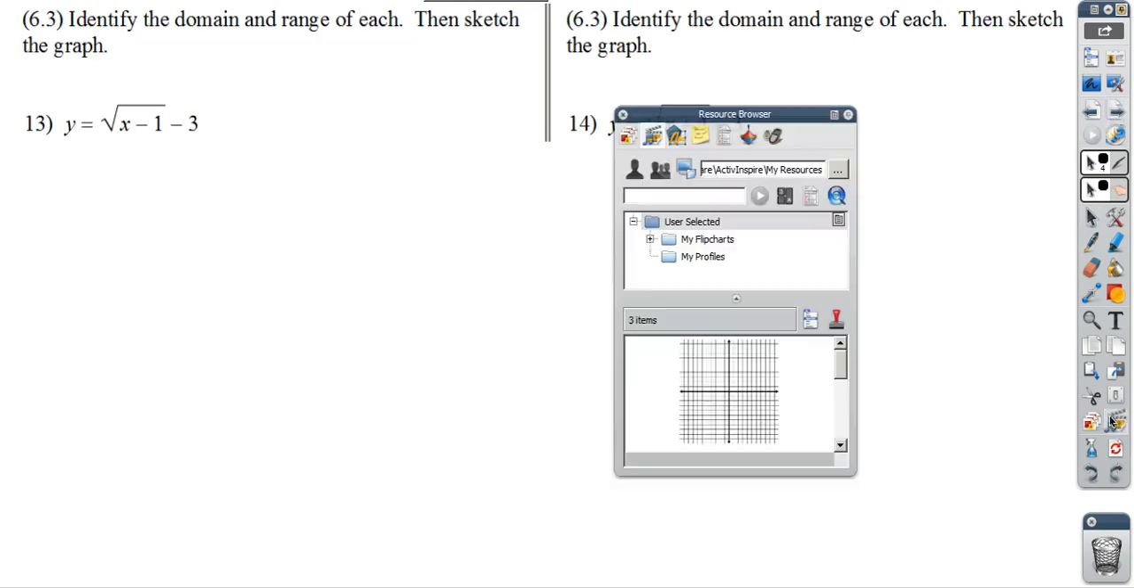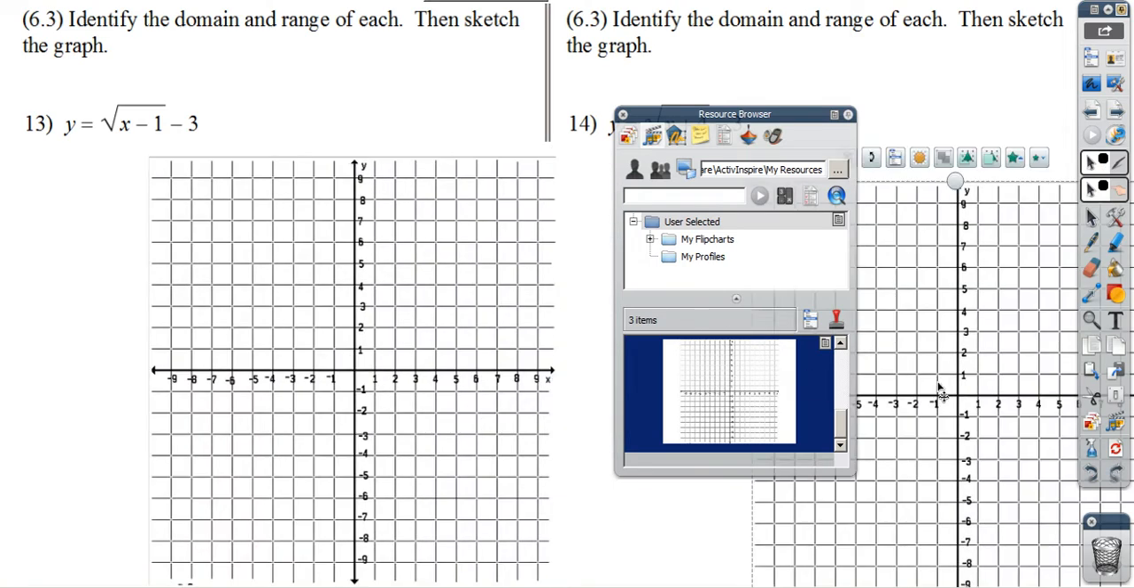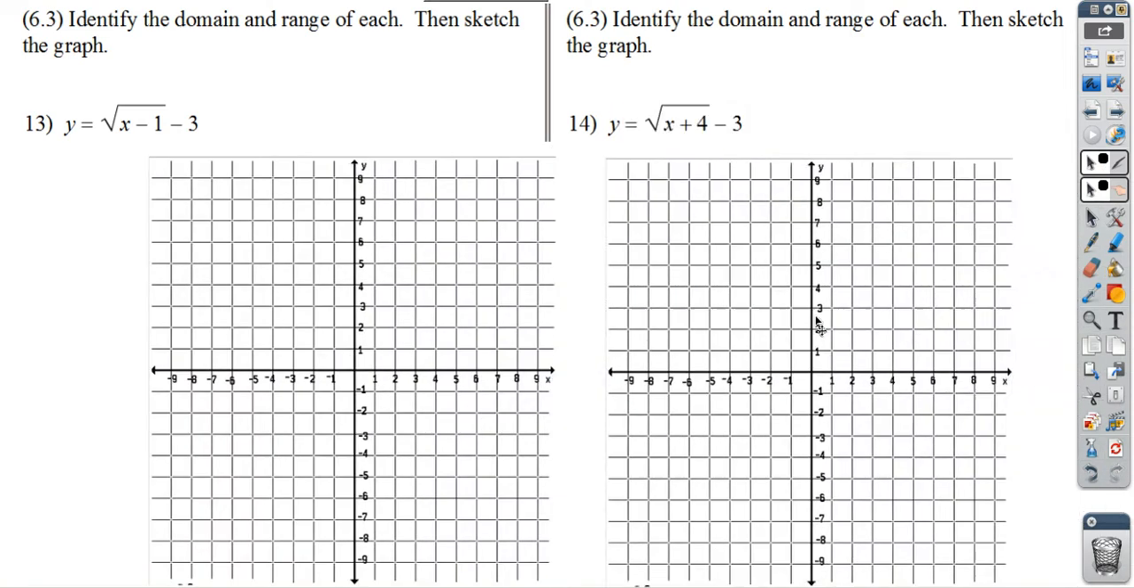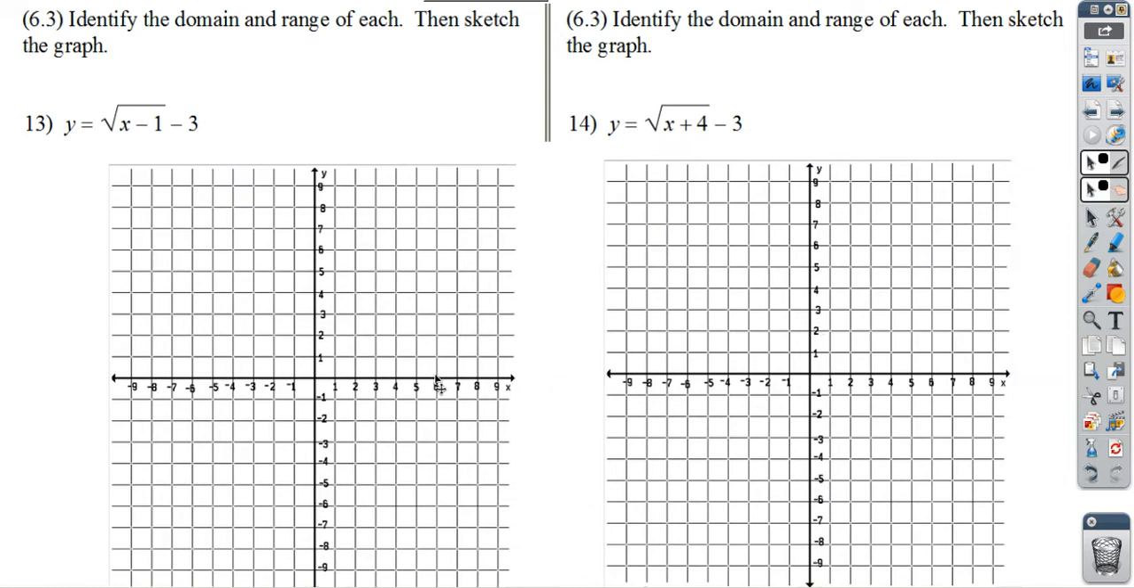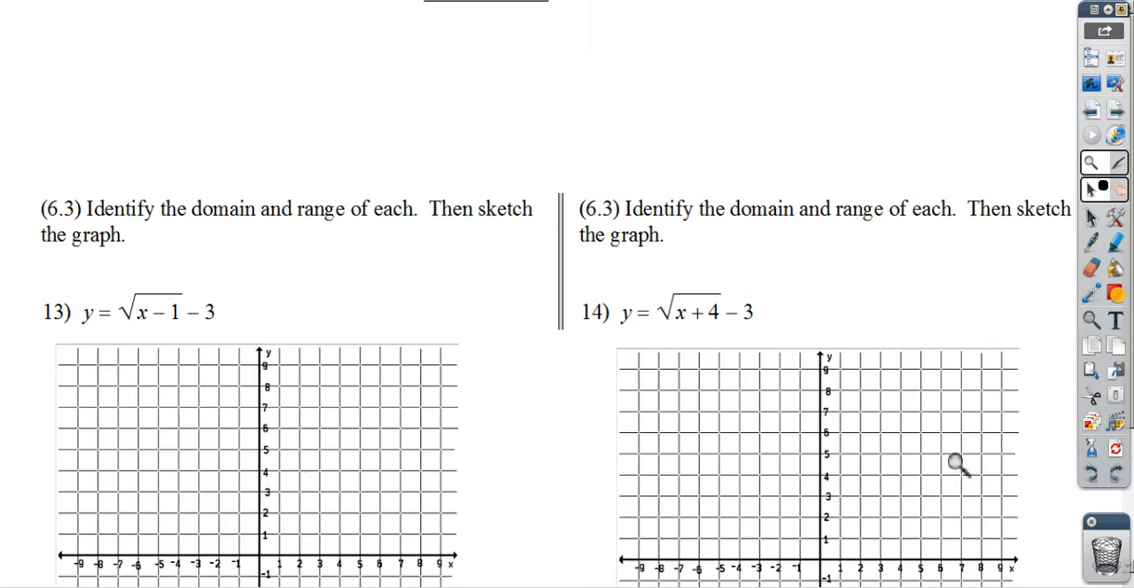Okay, let's graph these right here. Let's just pull up a graph real quick. Use the second one here. We want to graph each of these, and the easiest way to do this is to know what the graph of square root of x looks like. This is called a parent function. So y equals the square root of x, and the graph looks like this.